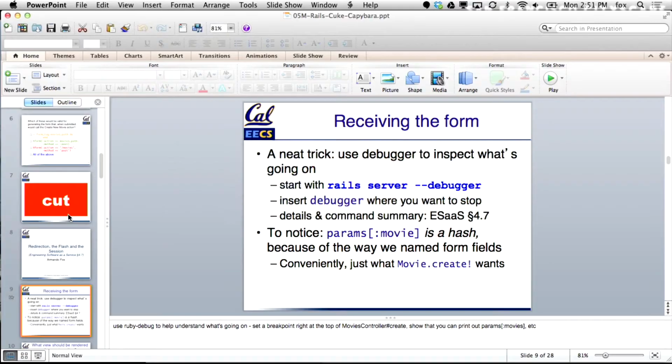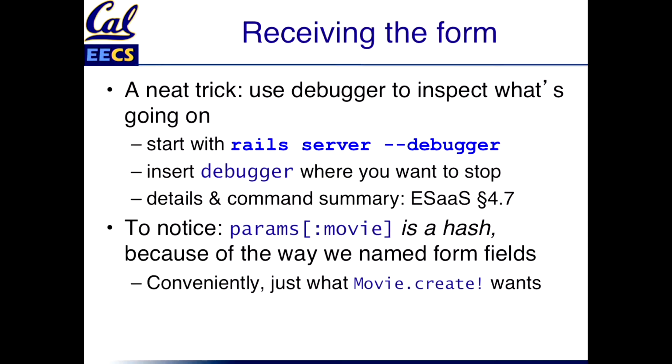But don't worry, we will come back to your debugger friends soon enough. So the important thing to notice there is that params movie is already a hash because of the way we named the form field. Conveniently, that's exactly what Movie.create wants to consume.